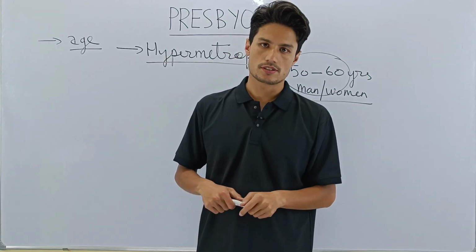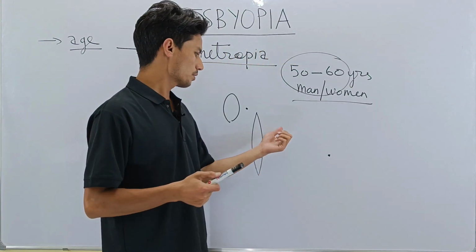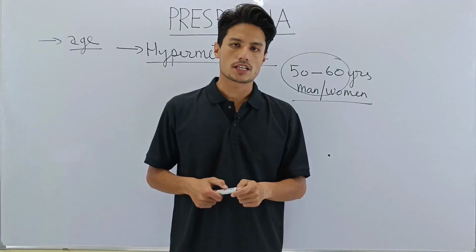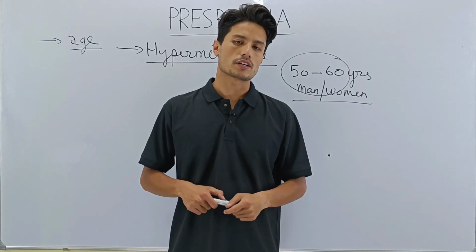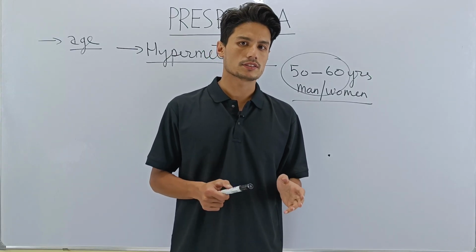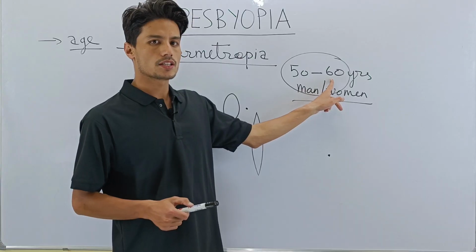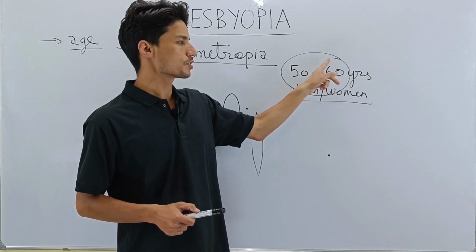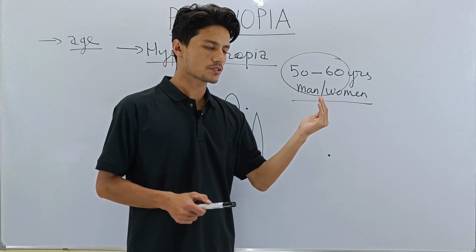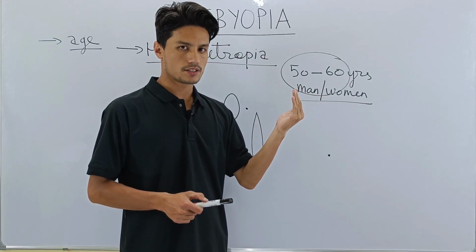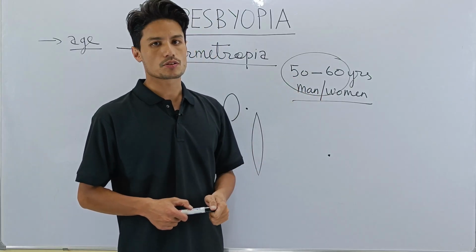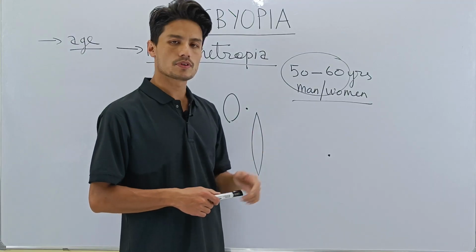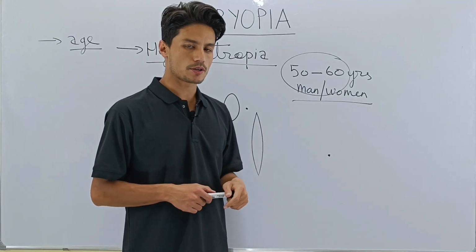It comes with age. It will not happen to a kid. It will not happen to a young boy or a young girl. But at a certain age, what happens? The person may develop this problem whereby he or she is not able to see nearby objects. So that condition is called presbyopia. I hope you are clear with what presbyopia is.